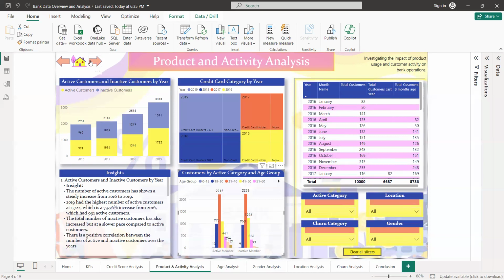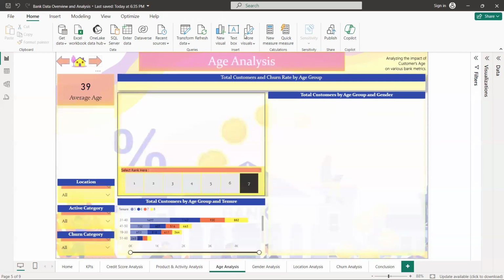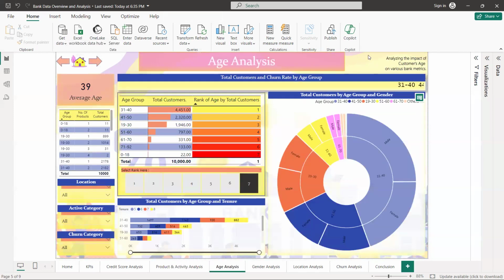So moving on to the next page, age analysis. Here we are analyzing the impact of customers' age on various bank metrics. First, here we have a card visual which displays the average age of customers, which is 39. Next is a table that provides a detailed breakdown of the total customers segmented by age group and the number of products they hold. Next, we have different filters over here.